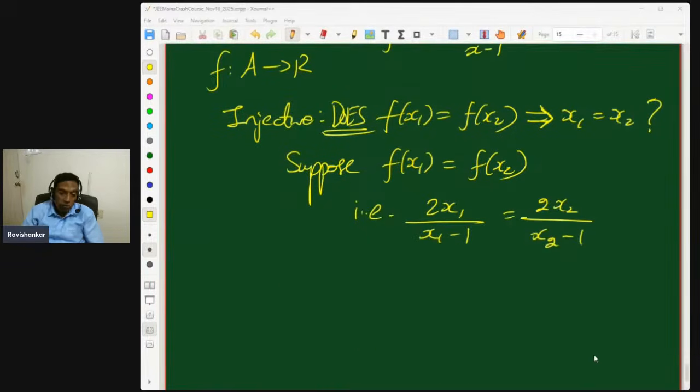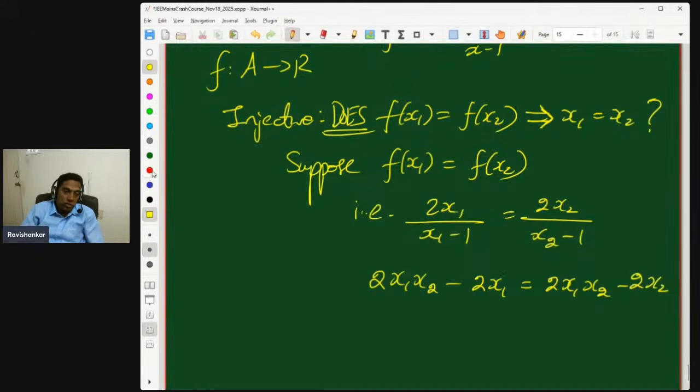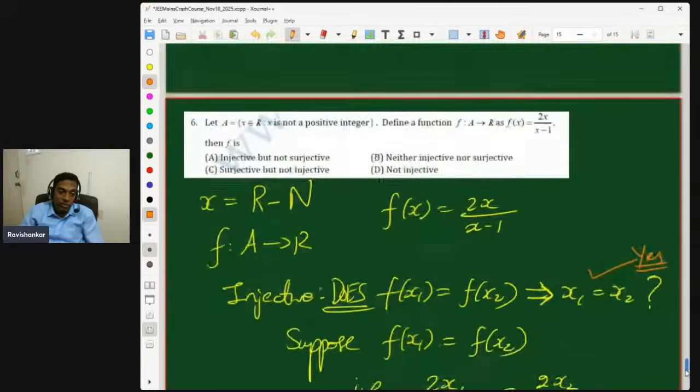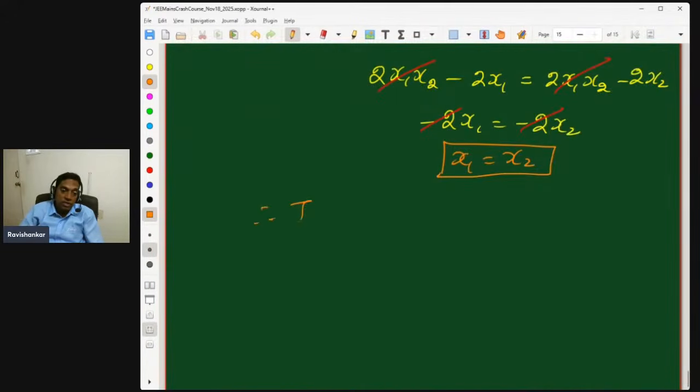Suppose this is true, then what you will find, if you cross multiply, is 2x1 x2 minus 2x1 equals 2x1 x2 minus 2x2, and these two will cancel. So minus 2x1 is equal to minus 2x2, and minus 2 also can be cancelled because they are not 0. Therefore, you will get x1 is equal to x2. That means the answer is yes. If f of x1 equals f of x2, we get x1 equals x2. Therefore, function is injective.